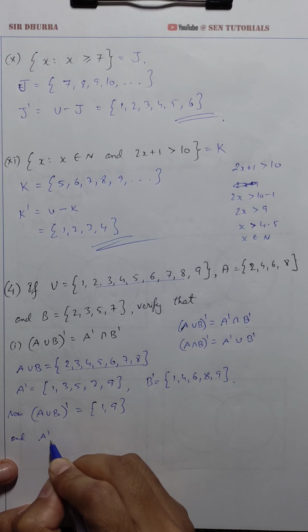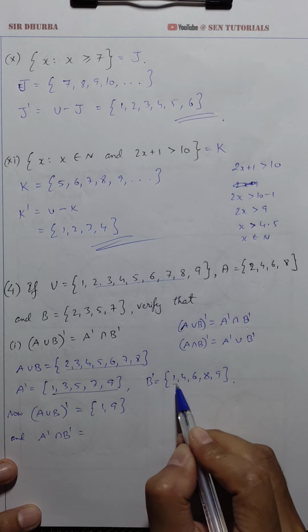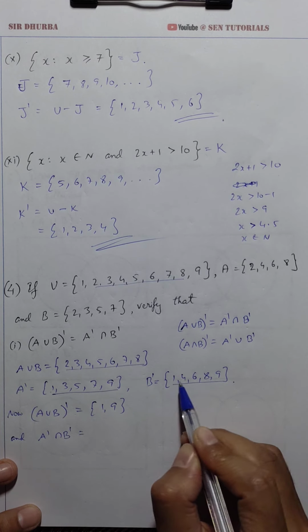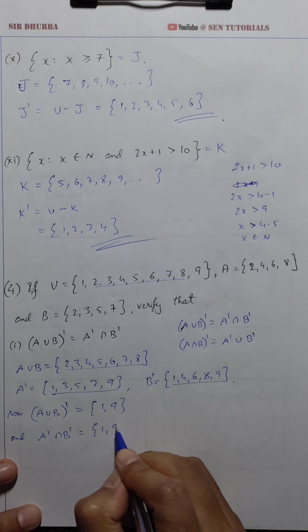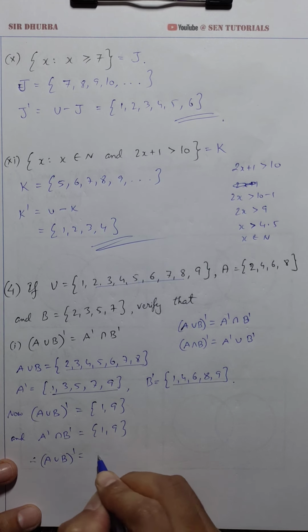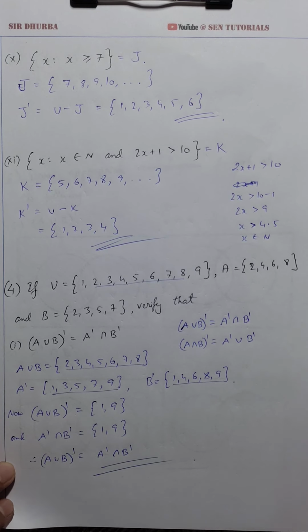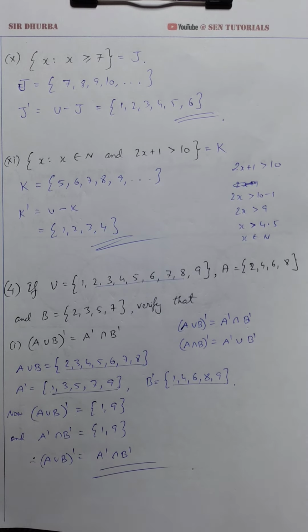And A complement intersection B complement is 1, 9. So therefore it's proved: A union B complement is A complement intersection B complement. Do systematically, do not lose any marks from here. Okay. Alright, let's move on to the next part.